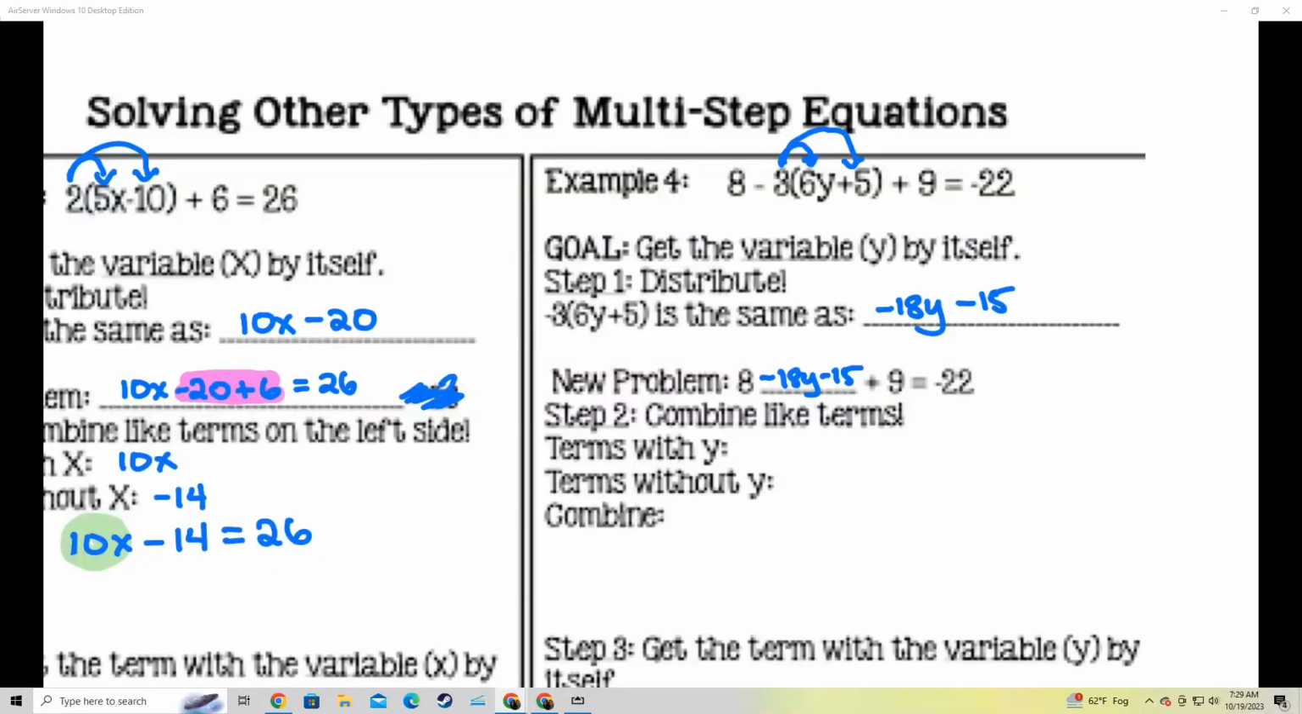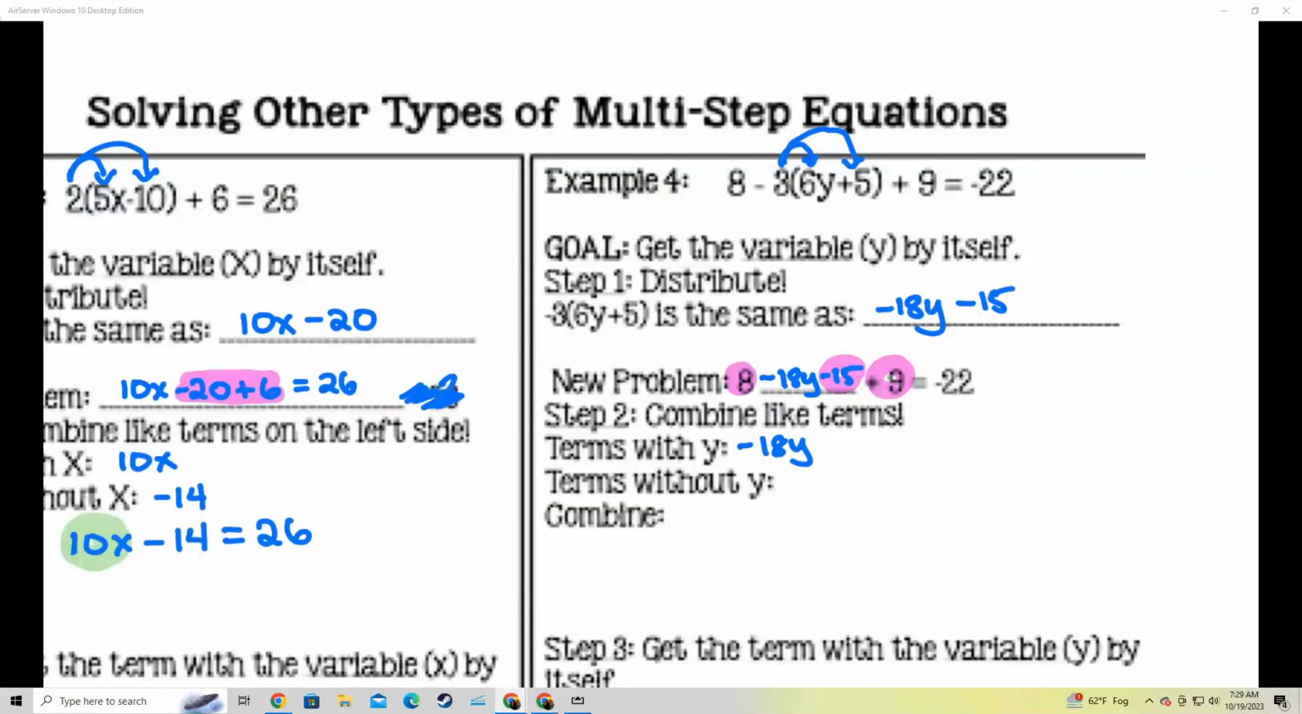Next thing I'm going to do is combine like terms. Well, in this case, there's lots of things I can combine. As far as the y's are concerned, the y is kind of by itself, so let me write it as negative 18y. There are no other y's on that side. As far as the numbers are concerned, there's plenty that I can combine. I can combine this positive 8 with this minus 15 and this plus 9.